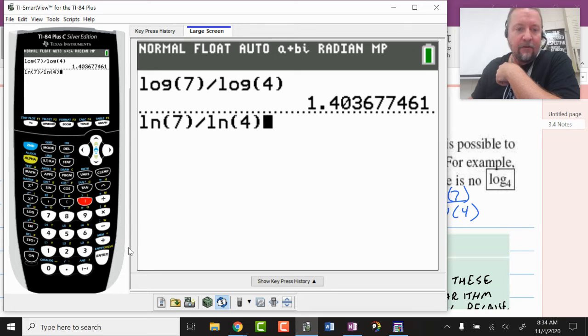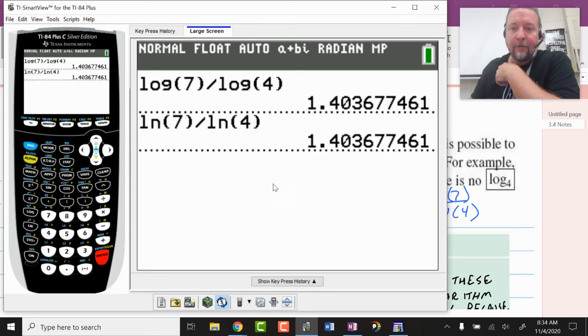And this is just something you have to have memorized. There you go. And there are no other logarithm buttons with different bases. You only have log base 10 and log base e.